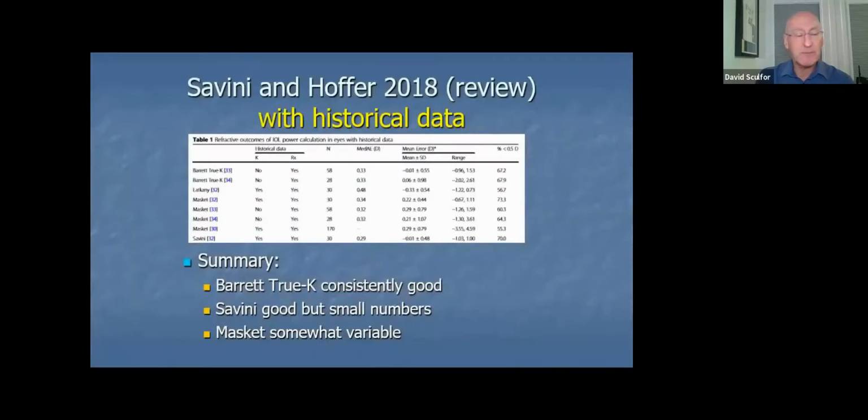Happily, that was backed up by the Savini and Hoffer paper, which was really a review paper rather than original data, and they came up with the same conclusion that Barrett True K was consistently good. The Savini calculation was also good, but the numbers were relatively small, and again, has not really gained much penetration. Masket, which was previously thought to be quite good, turned out to be rather variable in this particular study. So that's if you've got historical data.